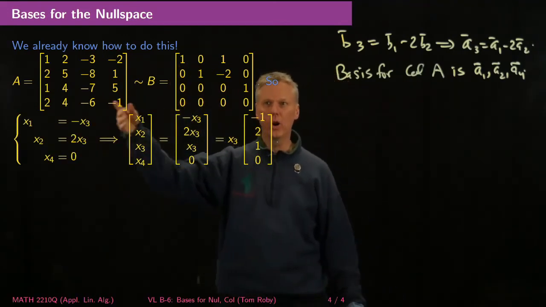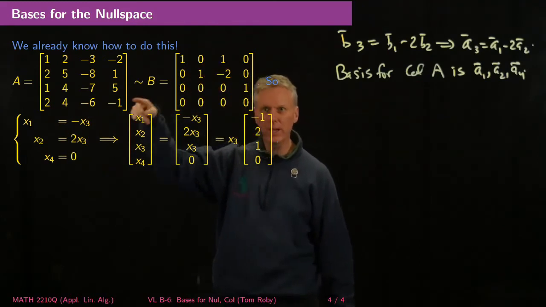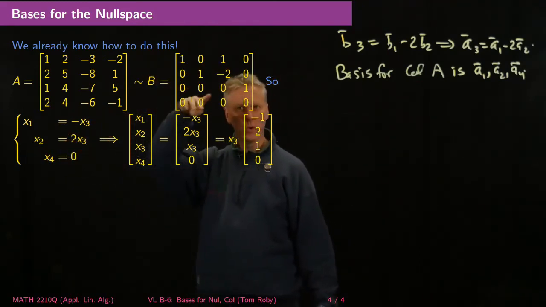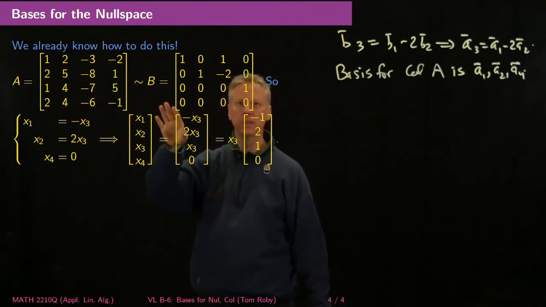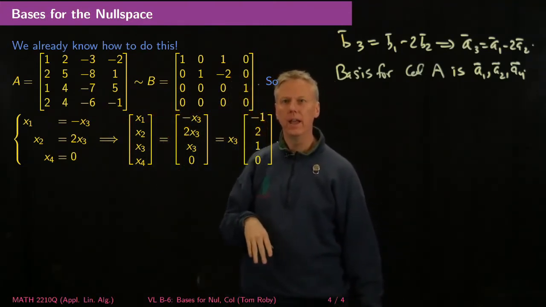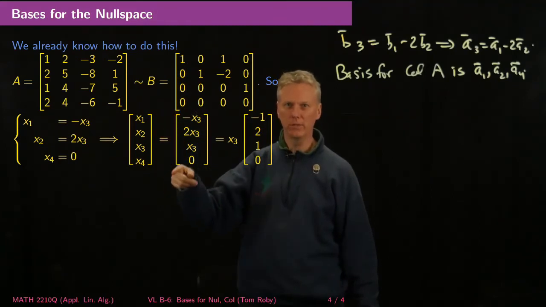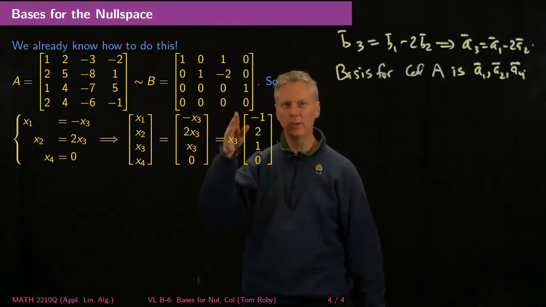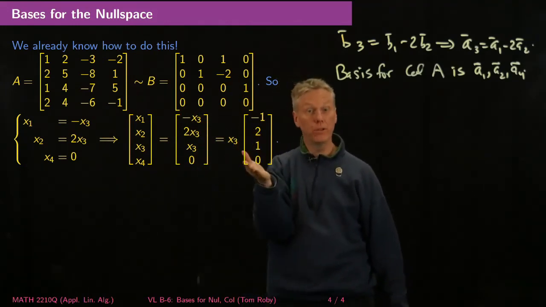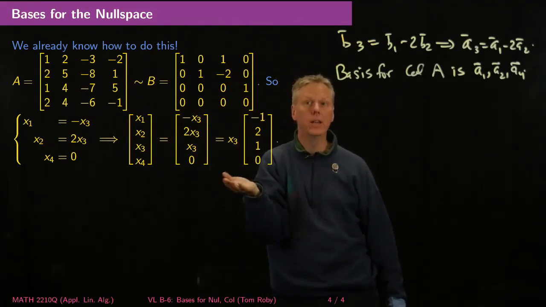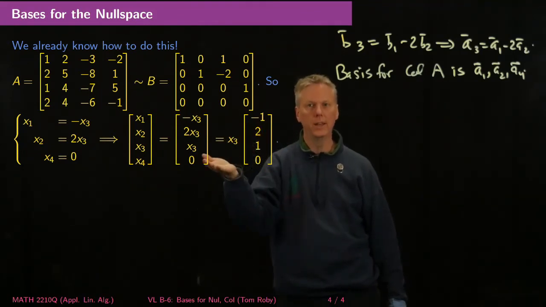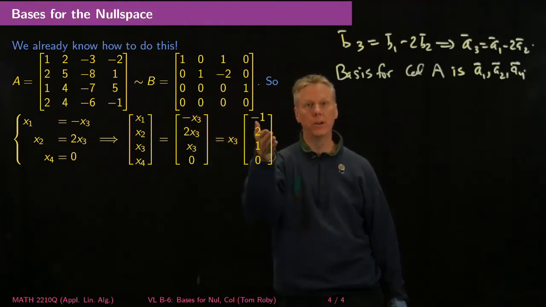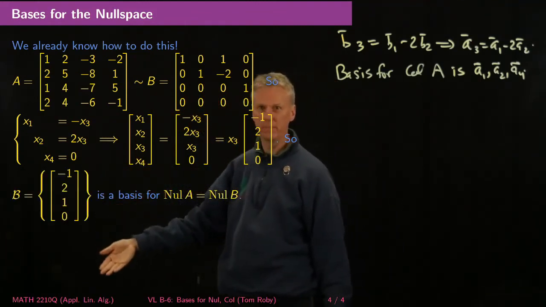So I look at this form, I say, okay, x1 equals negative x3, x2 equals 2x3 from the second equation, and x4 equals 0 from the third equation. The fourth line doesn't tell us anything. And so then you say x1, x2, x3, x4 equals, according to these equations, negative x3, 2x3, x3, 0. You factor out the x3 as a free variable, which becomes a parameter, and you see basically that the solution set to either Bx equals 0 or Ax equals 0 is just all multiples of this vector.